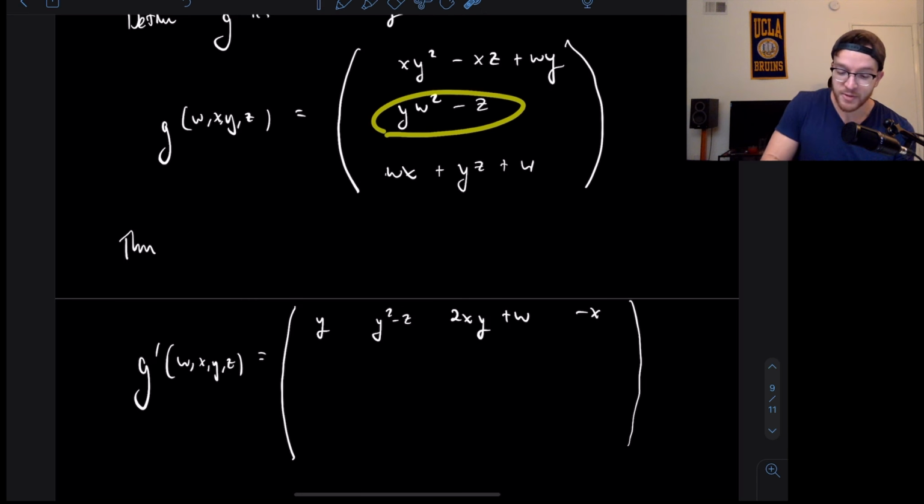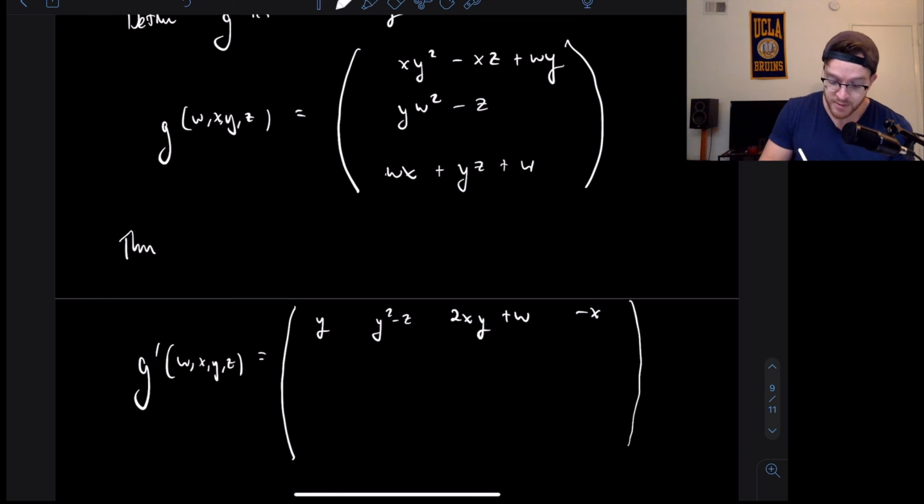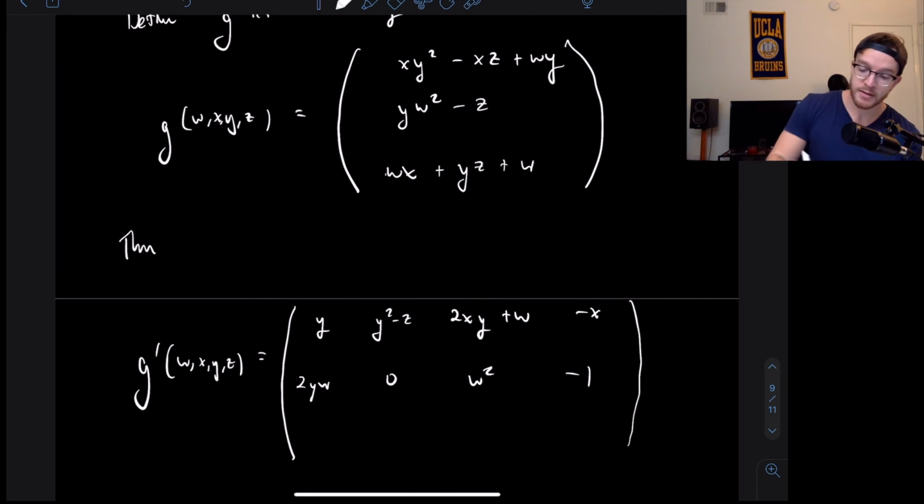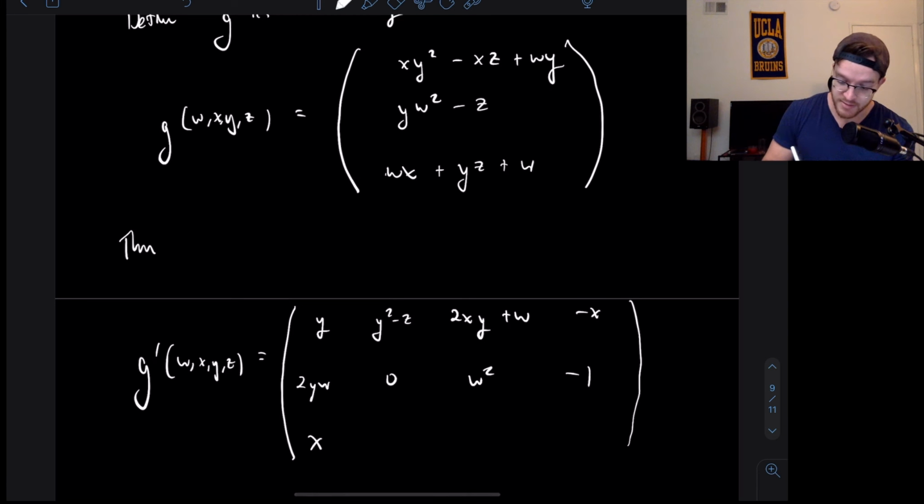Okay, now we do the same thing with the second row. So with respect to w, we'll get 2yw. With respect to x, we'll get 0. With respect to y, we'll get w squared and then negative 1. And then with the third row, we'll get, let's see, x plus 1. Right, x plus 1. w, z y.